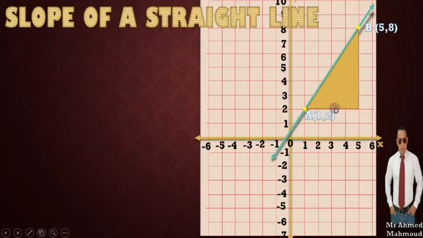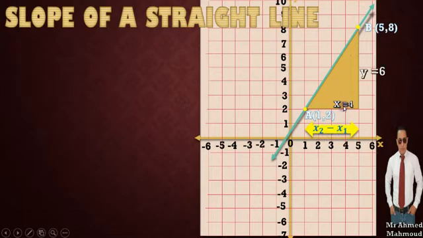The length of the base is called the x change. The length of the height is called the y change. So by counting the base, 1, 2, 3, 4 units, x equals 4. This is the change of x, and I call it x because this line is parallel to the x-axis. By counting the y change like this, 1, 2, 3, 4, 5, 6, so the y change equals 6.